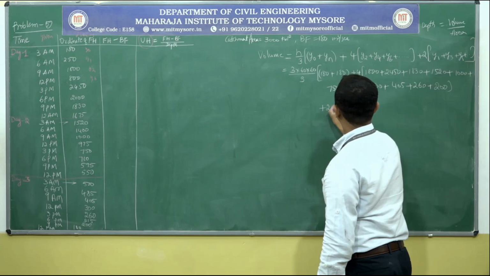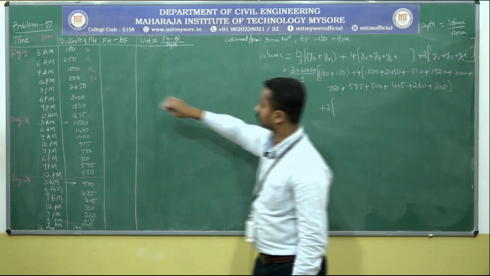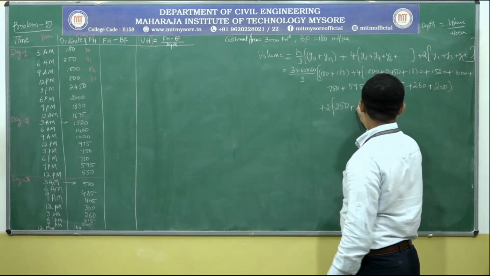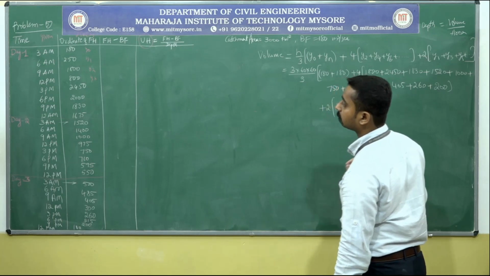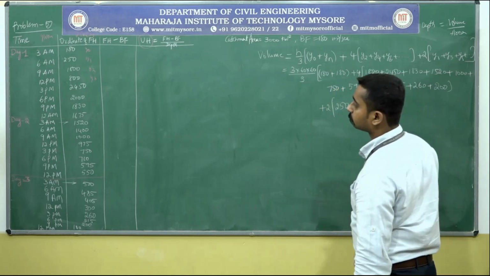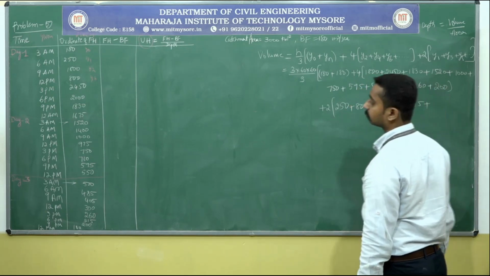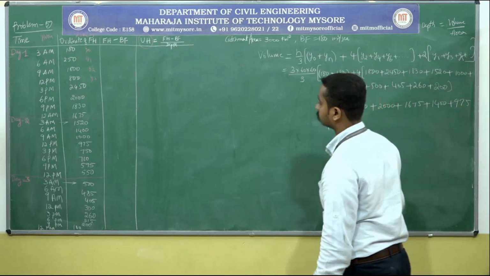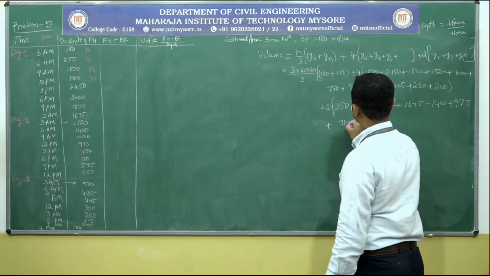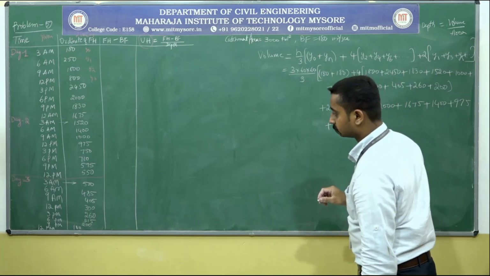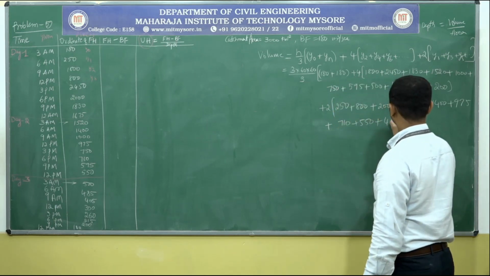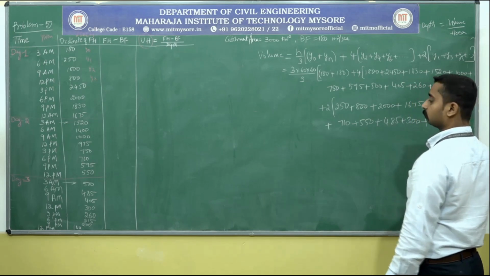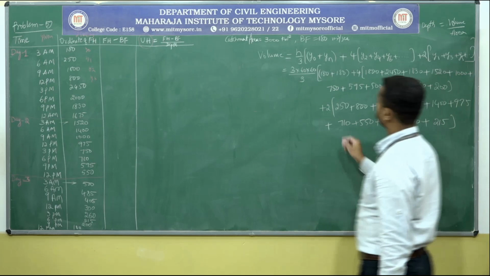Next, plus 2 times the odd ordinates, that is 250, plus 800, then 2000, 1675, next 1400 and 975, then 710, 550, then 485, 300, then 215. The 180 is finished. Now just calculate the volume.